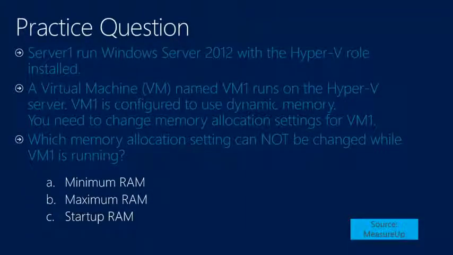C? Did I hear it? Yep, startup RAM. So you can't change the startup RAM while the VM is running. You have to actually shut down the system and then change the startup RAM, and then you can move forward.